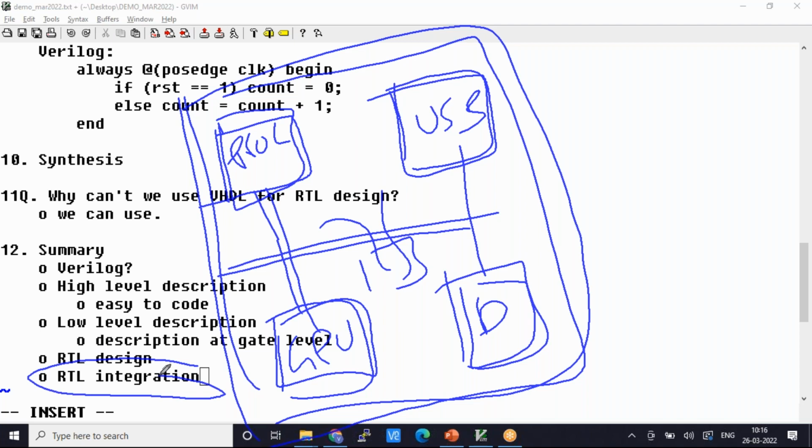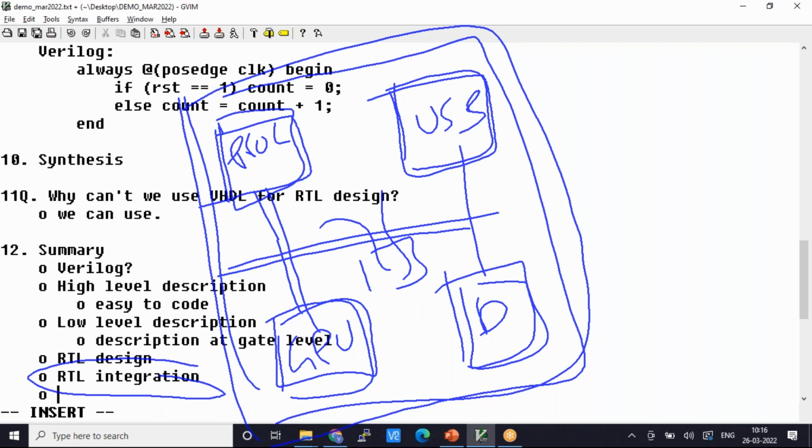The only difference is that in assembly we use hardware and then assemble. Here we are assembling Verilog code. We are connecting one Verilog code with another Verilog code. That is called RTL integration. Then what does functional verification mean?